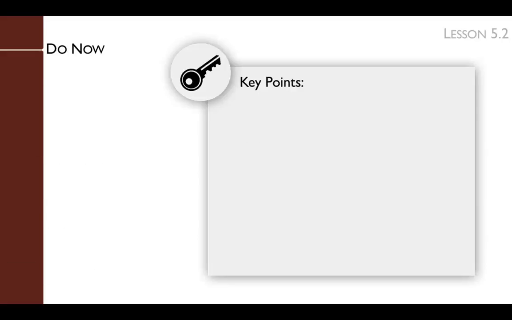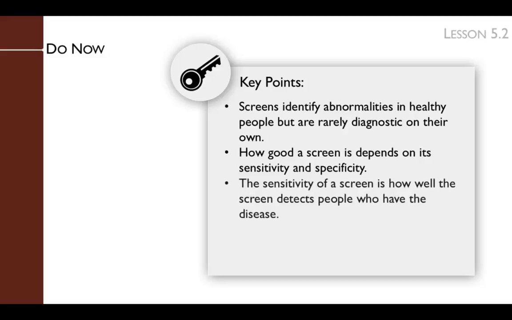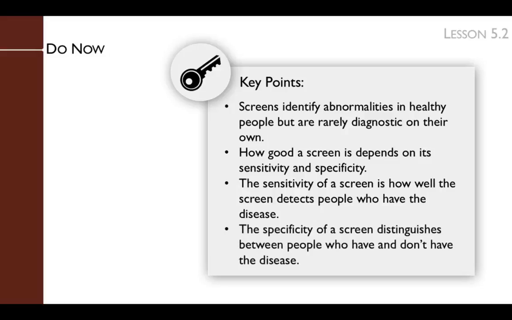The key points of the do now are that screens identify abnormalities in healthy people but are rarely diagnostic on their own. How good a screen is depends on its sensitivity and specificity. The sensitivity of a screen is how well the screen detects people who have the disease, and the specificity of a screen distinguishes between people who have and don't have the disease.